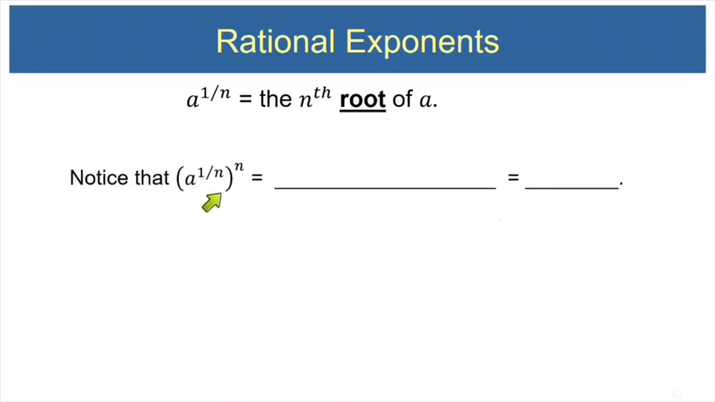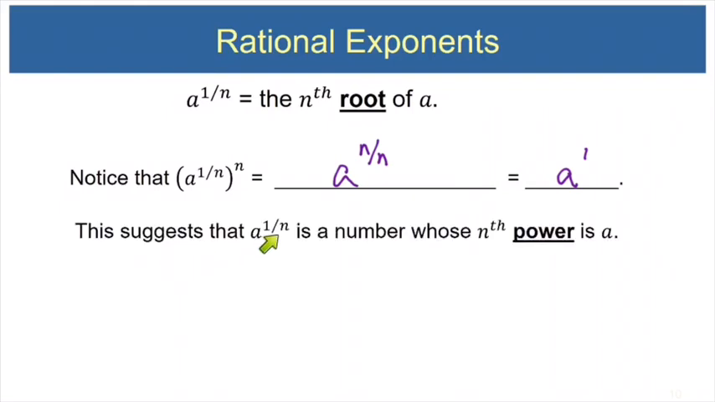Notice that a to the 1 over n raised to the n power, if we apply the power rule here, would give us a to the n over n. And of course, n over n just simplifies to 1, so that's going to equal just a to the first. So that tells us that a to the 1 over n is a number whose nth power is a. So we can say a to the 1 over n is the nth root of a, but that just means that it's a number whose nth power is a. This will be easier to think about when we get some numbers in here.